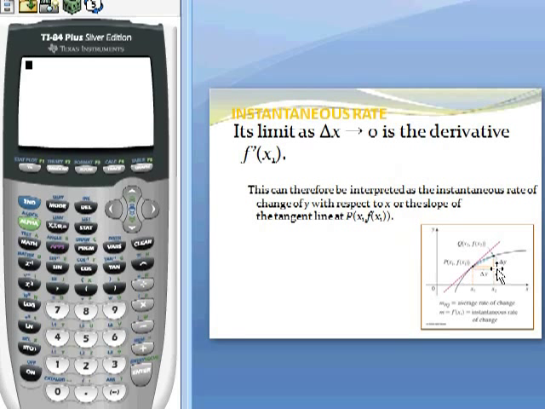Now, if I take that change from x1 to x2, very small, and call that delta x, and I make that delta x very, very small so that it is almost 0, so if I take the limit of that, the slope of the secant line is going to be the instantaneous rate, not the average rate.